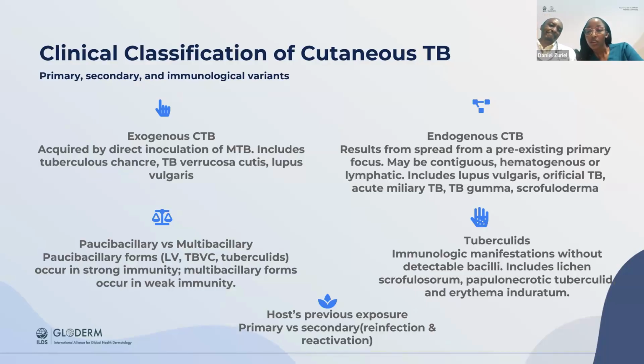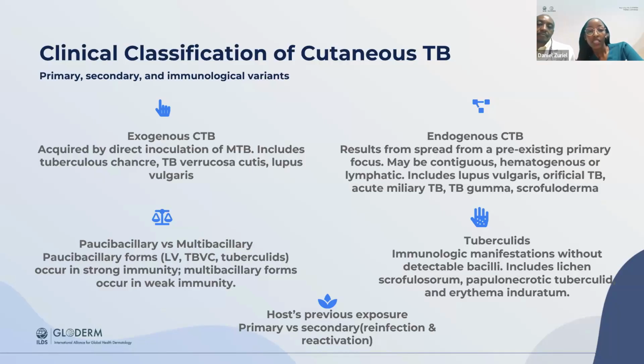The endogenous cutaneous tuberculosis are the most common ones, and they usually result from spread from a pre-existing primary focus. The spread could be either hematogenous, through the lymphatic system, or contiguous spread from an underlying focus. The types under endogenous cutaneous tuberculosis include lupus vulgaris. We also have orificial tuberculosis, acute miliary tuberculosis, scrofuloderma, and tuberculosis gumma.